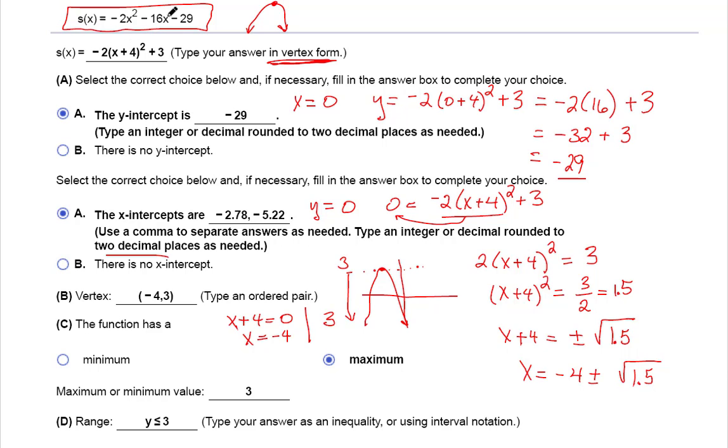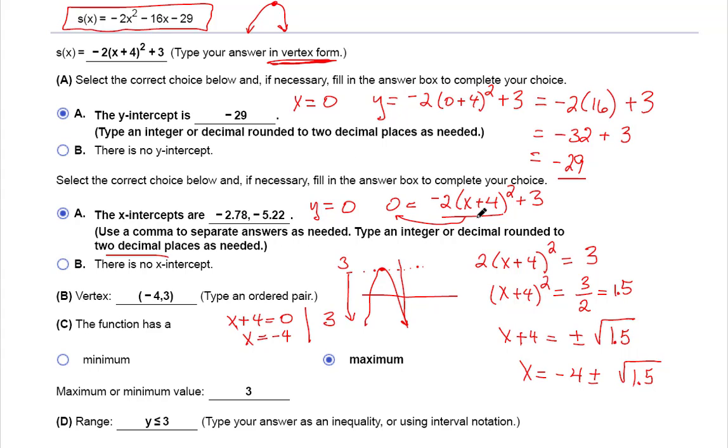Y-intercept, you can use either format to get that. We saw that. The X-intercepts, alright, for the X-intercepts, I need to solve. Now I can solve them either way. I could use the ugly form and use the quadratic formula, which seems torturous, or I could use this nice form and use the square root property.